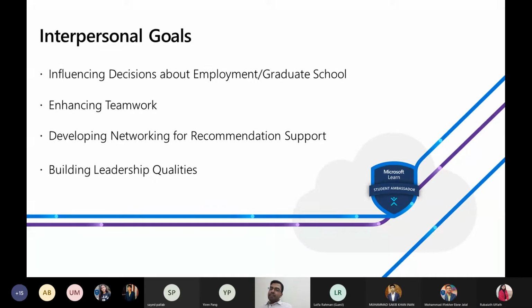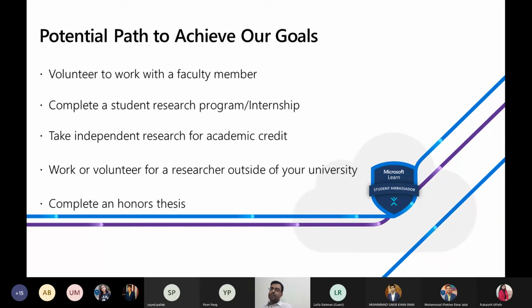And finally, building leadership qualities. After closely working with your supervisor on a certain topic, you will see how that supervisor is guiding you to achieve your goal. That is the quality of a leader, and that is very important. These are some of the interpersonal goals that you will achieve after conducting research, even if you are an undergrad student.